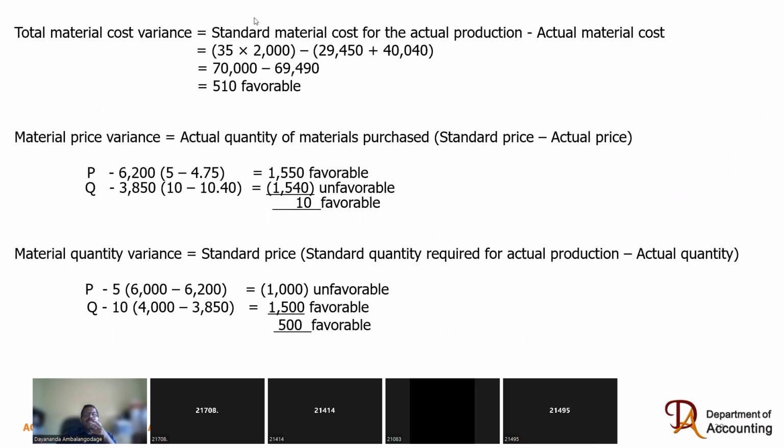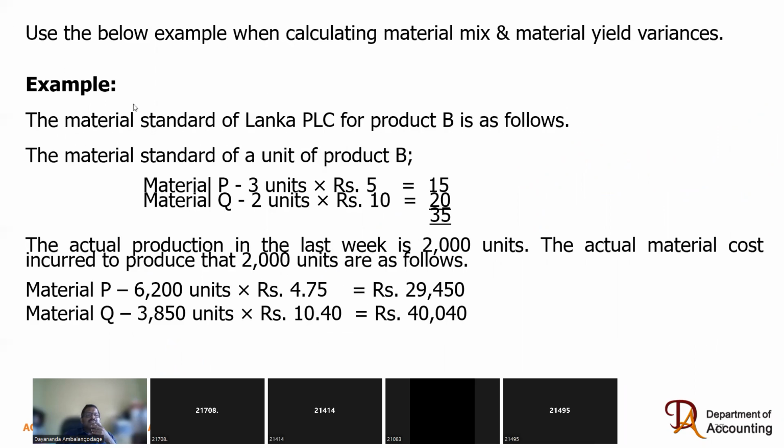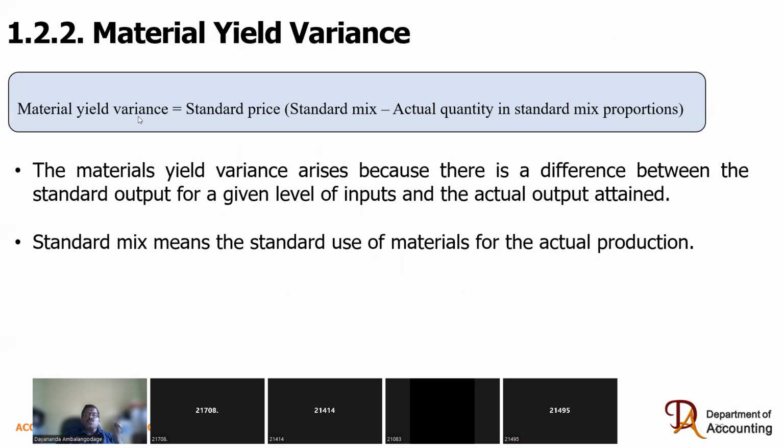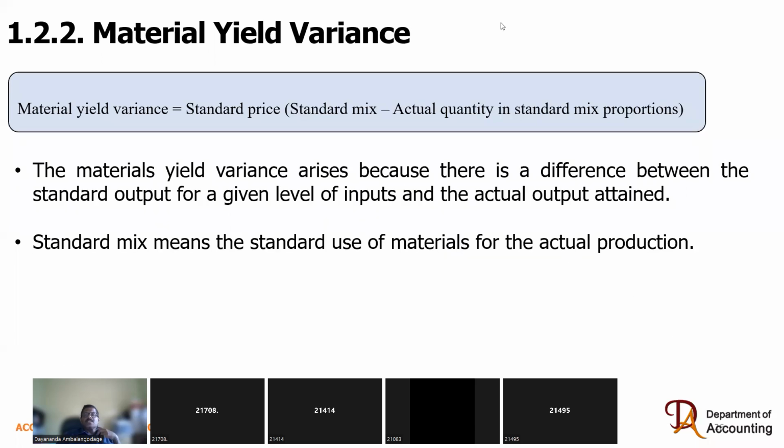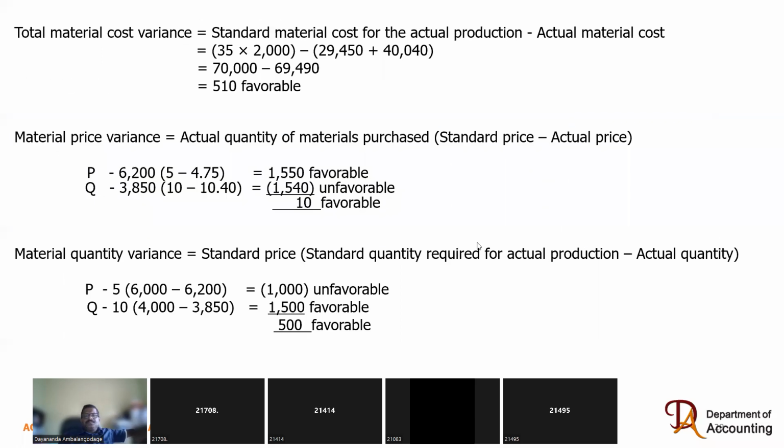Total material cost variance, very clear. Likewise, what shall we do is, next week, can you calculate all these variances: total material variance, price variance, usage variance, mixed variance, yield variance. Use this formula to calculate the yield variance and the mixed variance. Right? Do you have any questions so far?